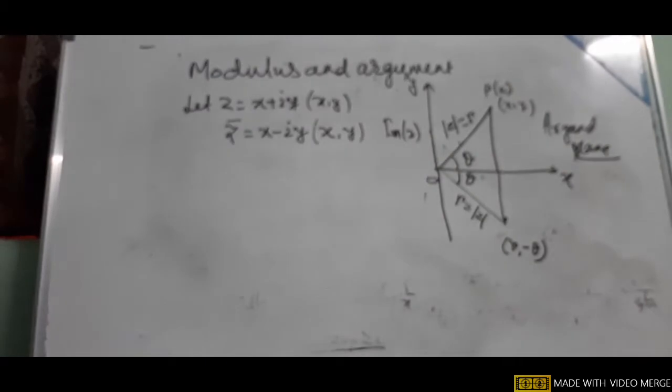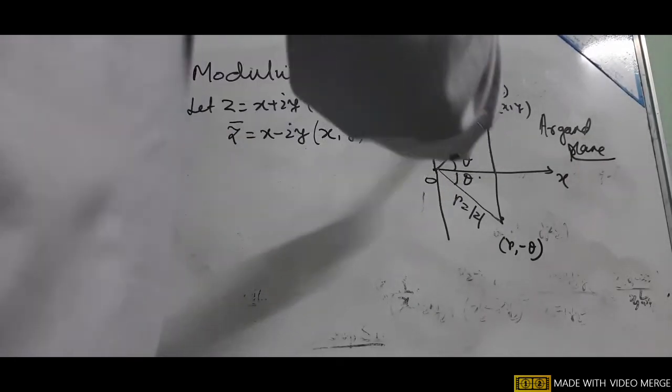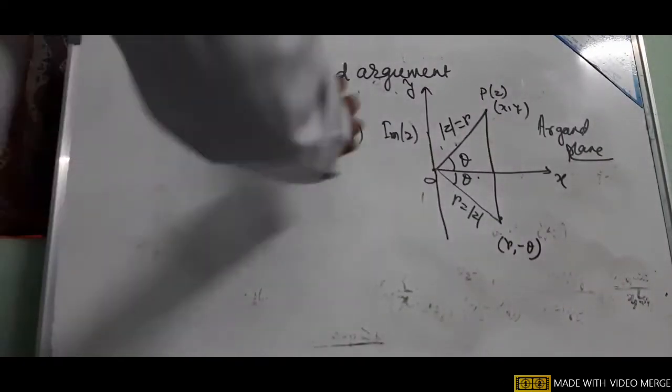Argand plane. So in which we can represent this complex number and along with its complex conjugate. Now I am coming to the geometrical representation.